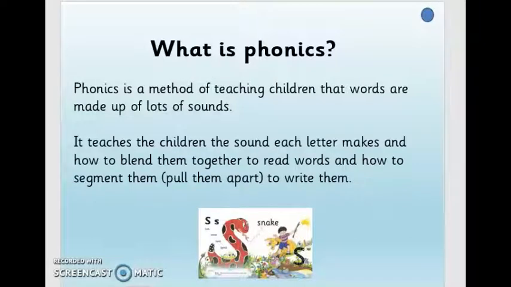So what is phonics? Phonics is essentially a way of teaching your child how to read and write. Phonics is a method of teaching children that words are made up of lots of sounds. It teaches the children the sound each letter makes and how to blend them together to read words, and how to segment them, or sometimes we say pull them apart, to write them. We will discuss these two different methods, blending and segmenting, in more detail in just a moment.